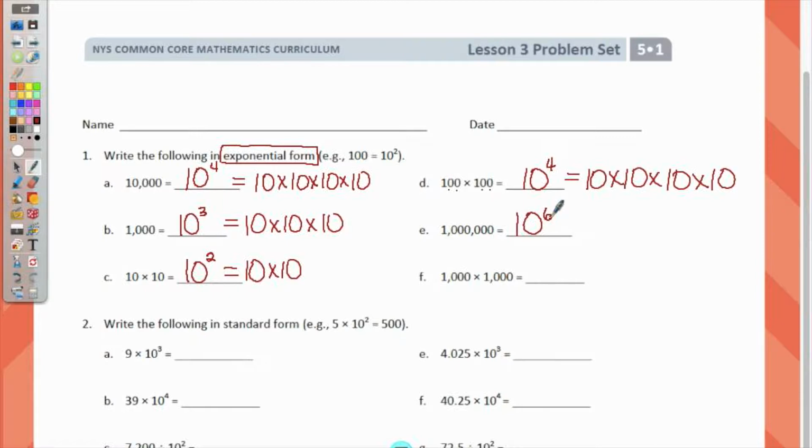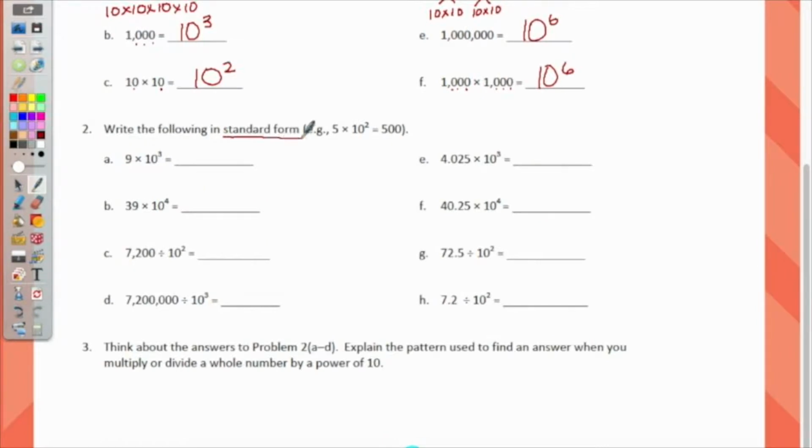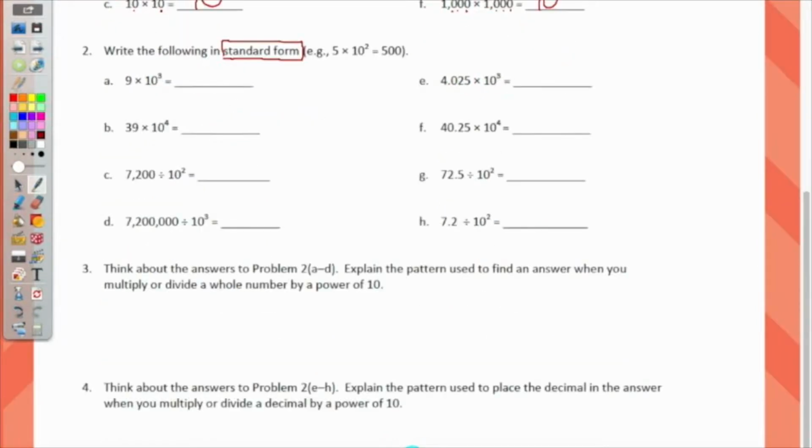Do I have to write all the times? Well, do the first part first. Do the exponents first, and then if you have extra time, go back and write the 10s. Okay? So for F, Anita. Okay, 10 to the 6th power. Good. I sure thought that was going to be 5. Because this time we get to write the answer in standard form. So let's just write the numbers, okay? No exponents needed.